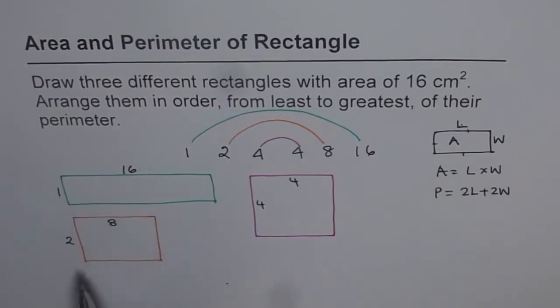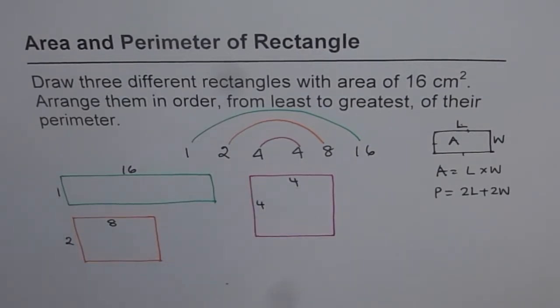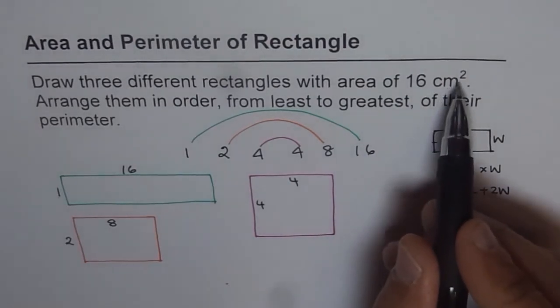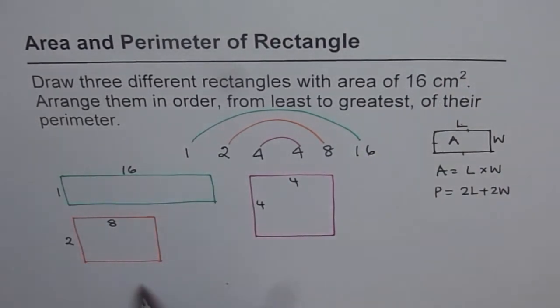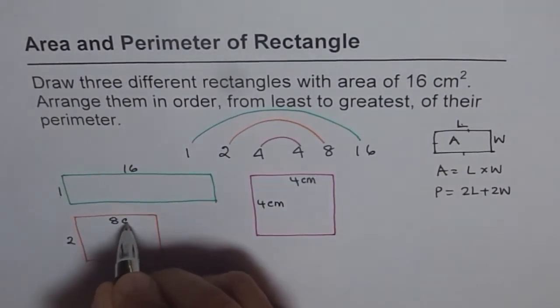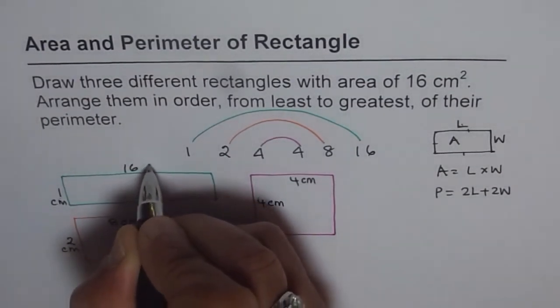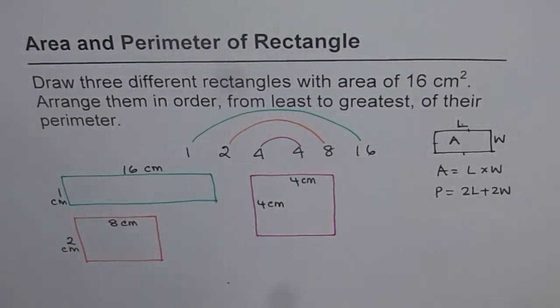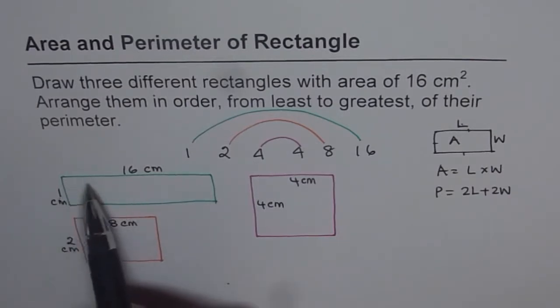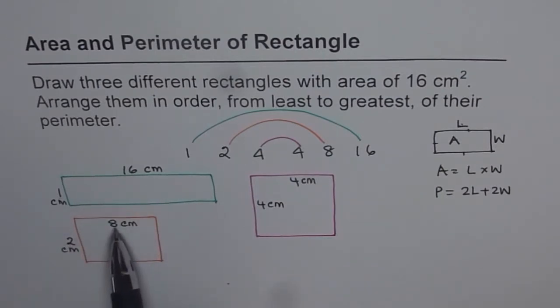1 times 16 is 16. 2 times 8 is 16. 4 times 4 is 16. Now, since the units are centimeters square, all of them are in centimeters, right? So let me write centimeter for all. So 4 centimeter by 4 centimeter, 8 centimeter by 2 centimeter, 1 centimeter by 16 centimeter. When I say 1 centimeter by 16 centimeter, that means I'm multiplying the two dimensions and getting the area as 1 times 16 as 16, 2 times 8 as 16, 4 times 4 is 16.